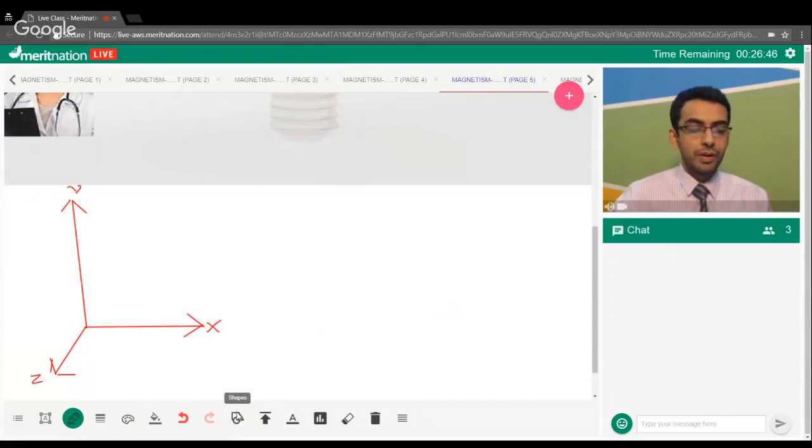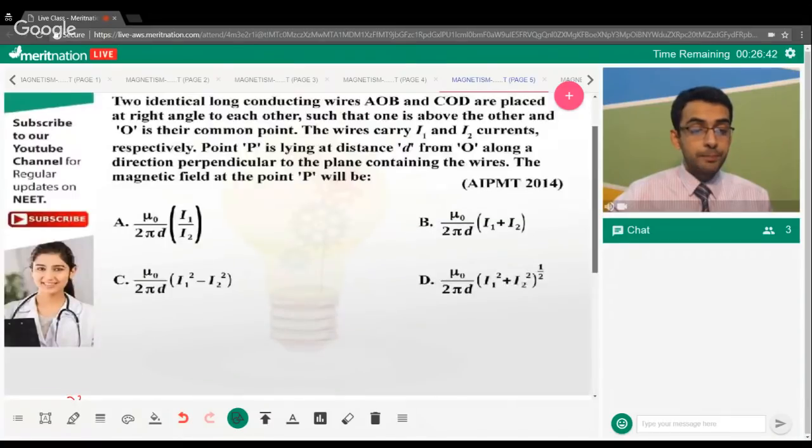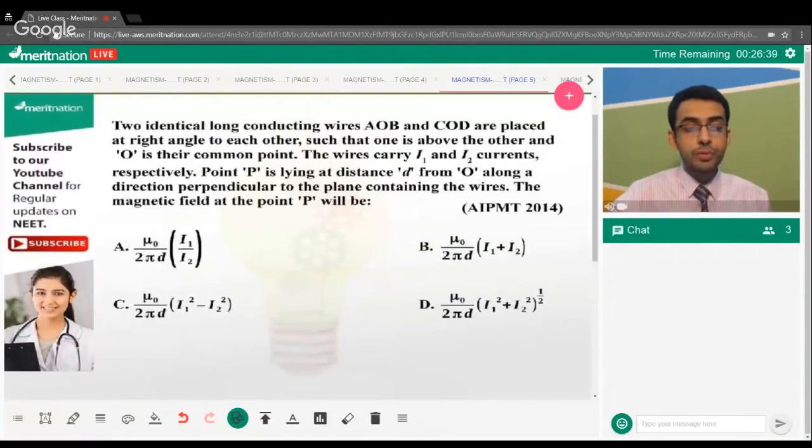Now, what is given in the question? It is given that the two identical long wires AOB and COD are placed at right angles to each other such that one is above the other and O is their common point. The wires carry I1 and I2 currents respectively. Point P is lying at a distance d from O along a direction perpendicular to the plane containing the two wires. The magnetic field at the point P will be.